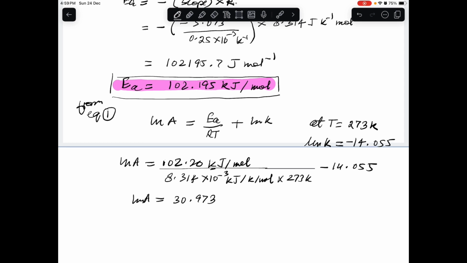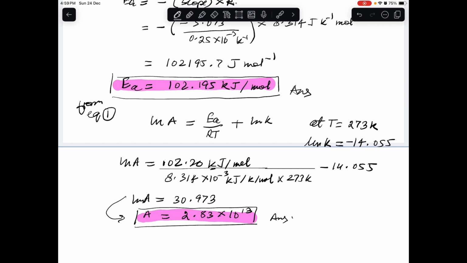We will take anti-log. After taking anti-log, A will be calculated as 2.83 into 10 raised to the power 13. This is the value of A. That is our second answer. Our first answer is the value of energy of activation, and this is our second answer. From here to here we will do after taking anti-log from the anti-log table.